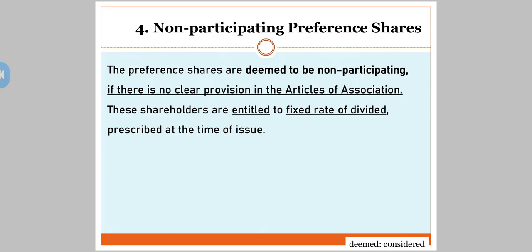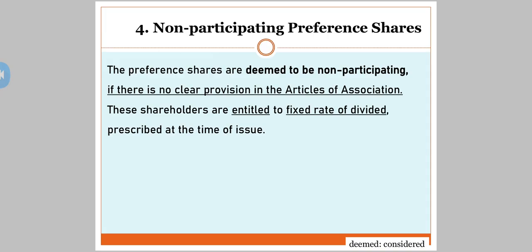Fourth one is non-participating preference shares. These preference shares are deemed to be non-participating if there is no clear provision in the Articles of Association. Deemed, considered. The preference shares are considered to be non-participating if there is no clear provision in the Articles of Association. It means that if a company wants to issue participating preference shares, they are supposed to mention participating preference shares in the Articles of Association.